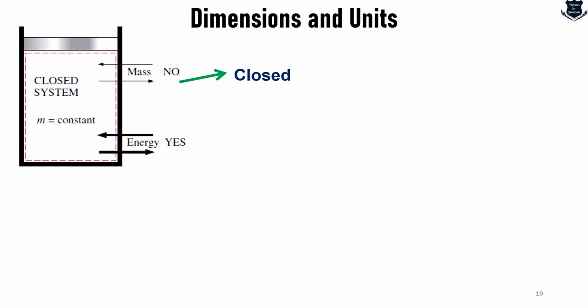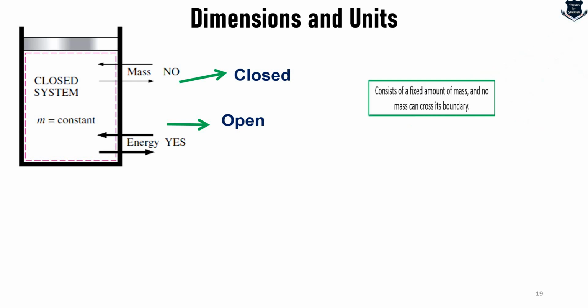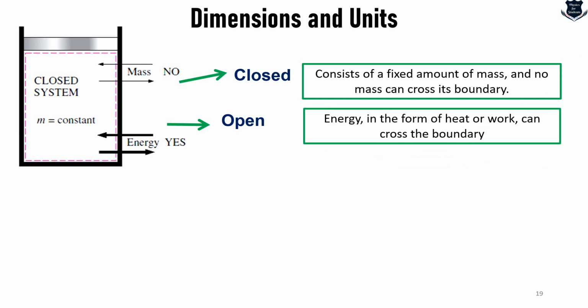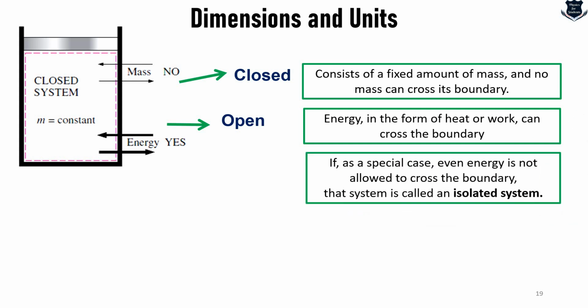Here there are two systems. A system may be considered to be closed or open depending on whether a fixed mass or a fixed volume in space is chosen for study. A closed system is also known as a control mass. Energy in the form of heat or work can cross the boundary. From here, as a special case, if energy is not allowed to cross the boundary, we call it an isolated system. These are important definitions.